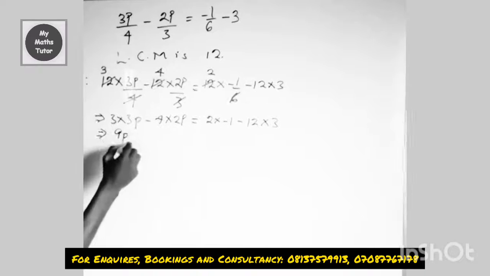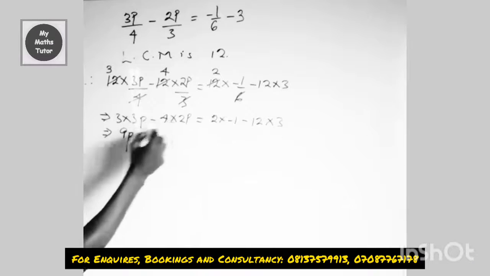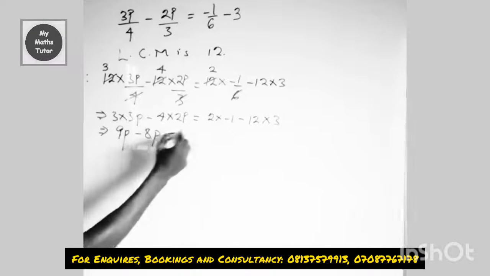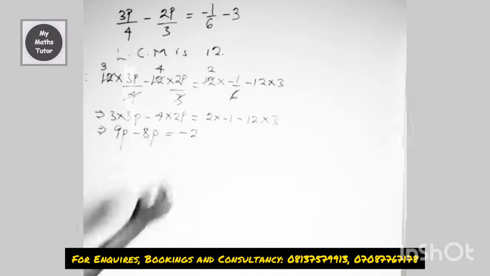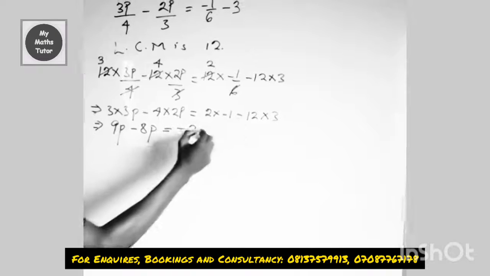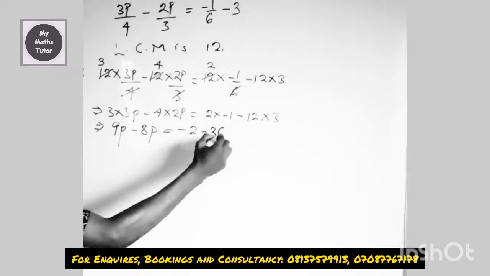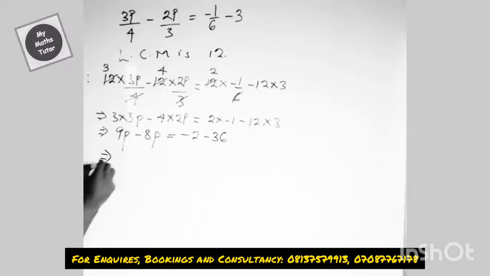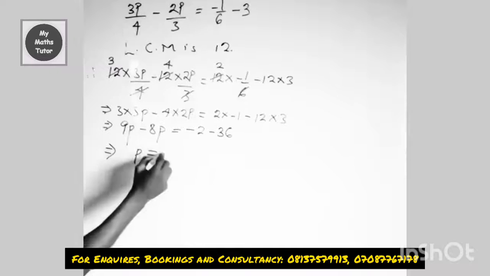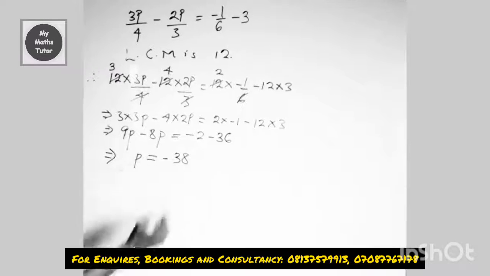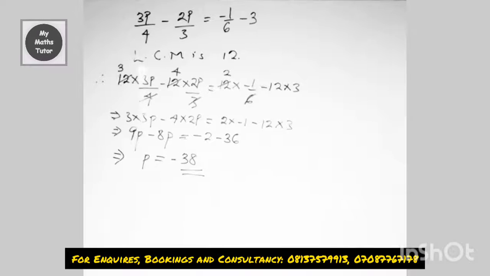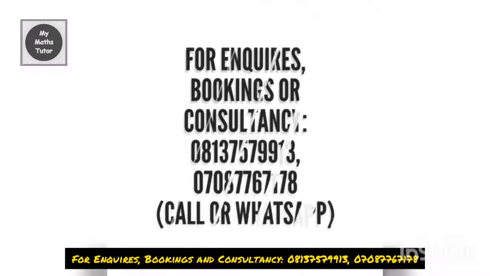Then 3 times 3p will give us 9p, minus 4 times 2p will give us minus 8p, which will now be equal to 2 times minus 1, which is minus 2, then minus 12 times 3 will give us minus 36. Now 9p minus 8p will give us p. Then minus 2 minus 36 will give us minus 38, which is the final answer to the question.